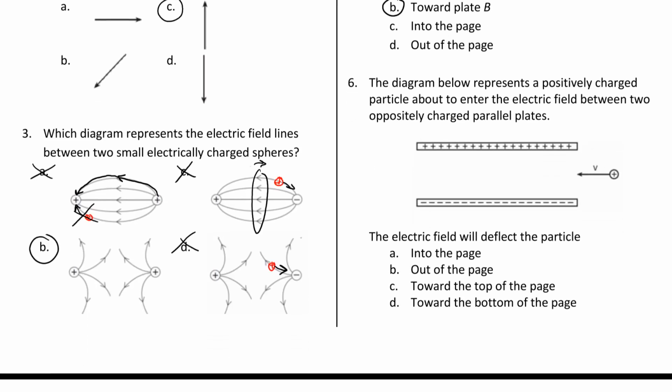Number 6. The diagram below represents a positively charged particle. Okay, so this is positive as shown. And it's about to enter the electric field between two oppositely charged parallel plates. The electric field will deflect the particle. This guy, it's a positive test charge. The field looks like this. So as this goes in, it's going to curve downward like that. It gets repelled by the positive plate and attracted to the negative plate. So it's going to go down towards the bottom of the page like that.